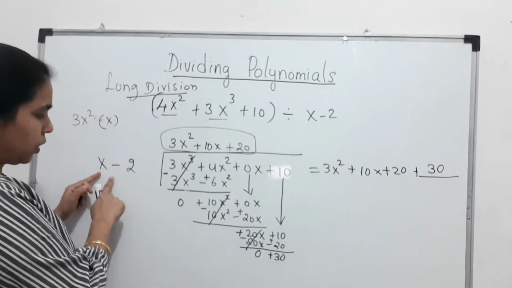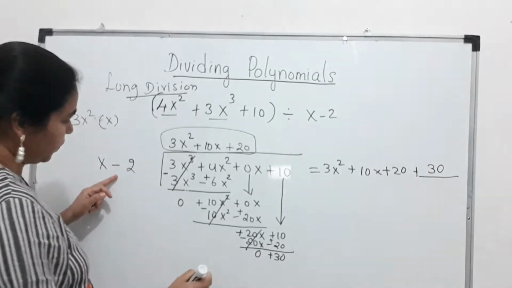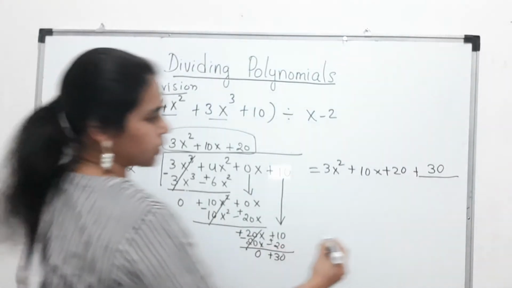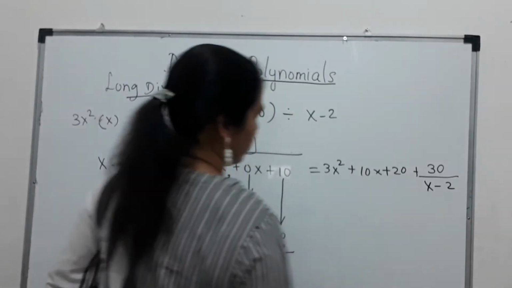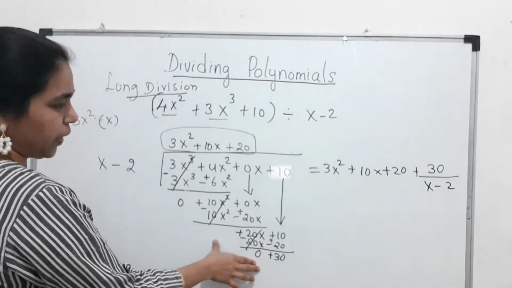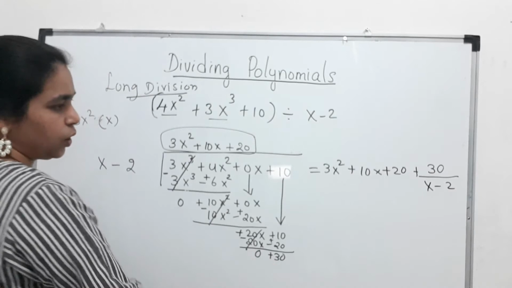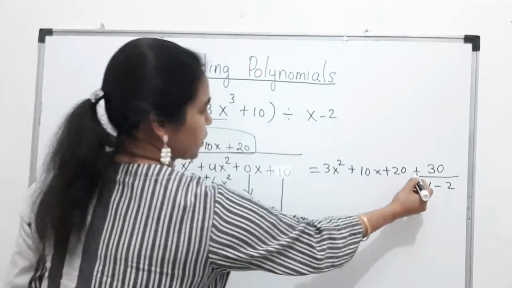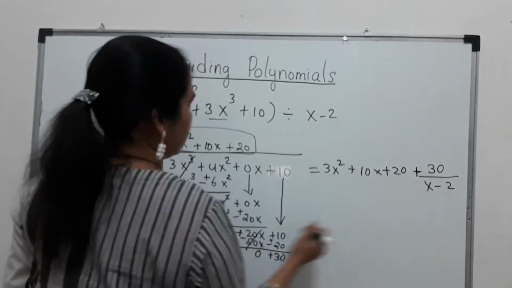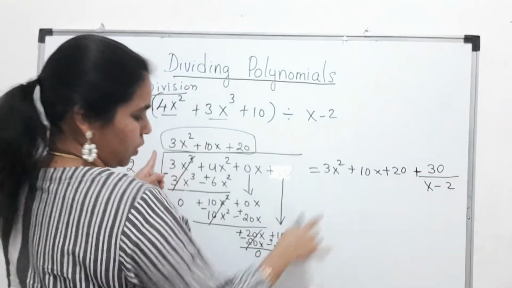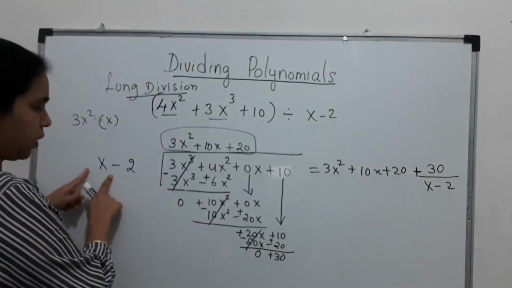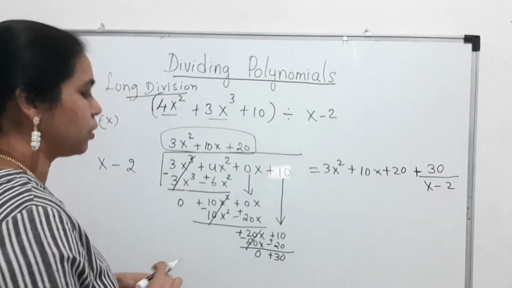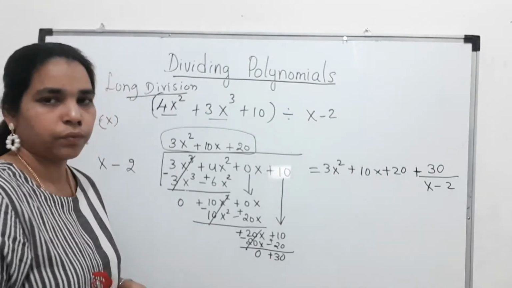So you have to write the divisor here. Okay, so not dividend, this is a divisor. Okay, so x minus 2. So first of all you have to divide it, and then if there is a remainder here, you have to add the remainder with the answer, which is the quotient of this division. Yeah, so this is the answer, and plus the remainder divided by the number which you are dividing it by. Okay, so x minus 2. So this is how you can use long division method to divide polynomials.